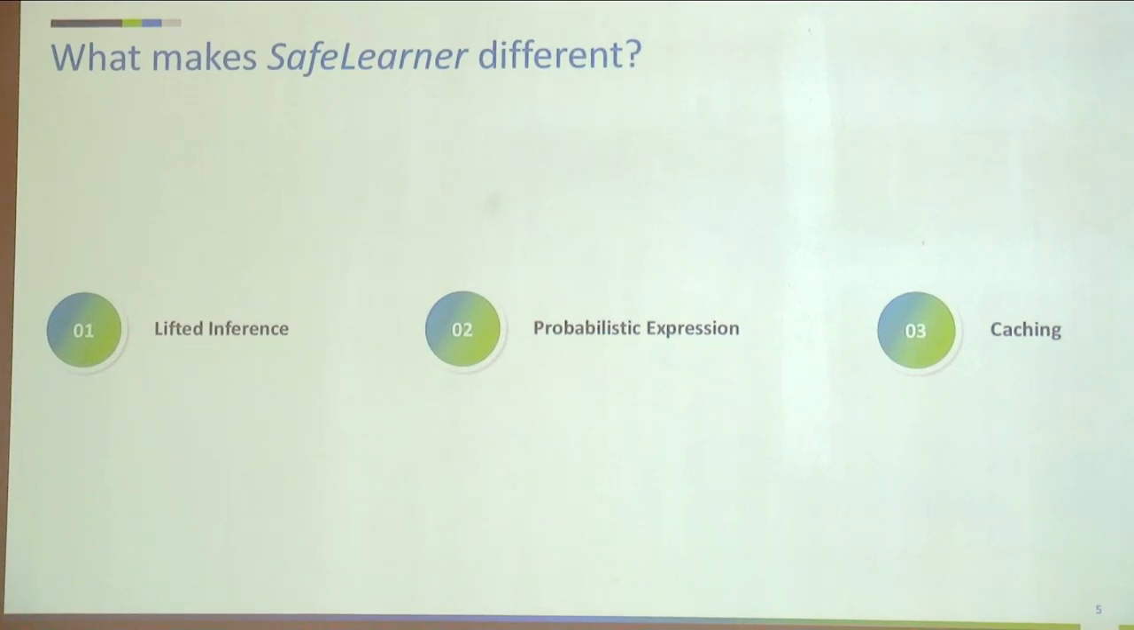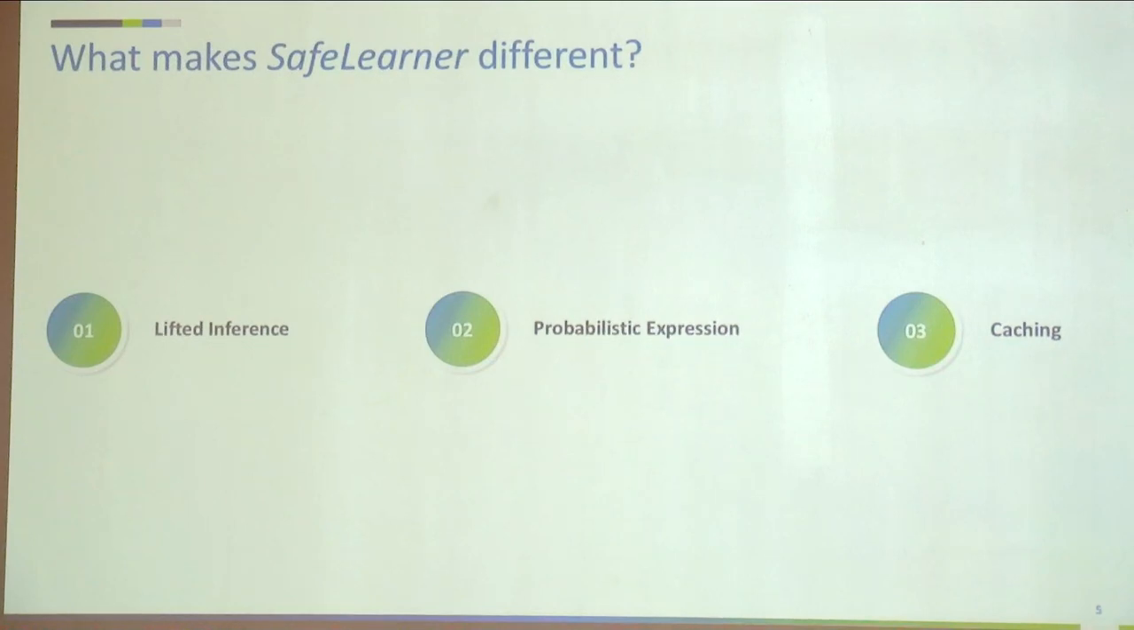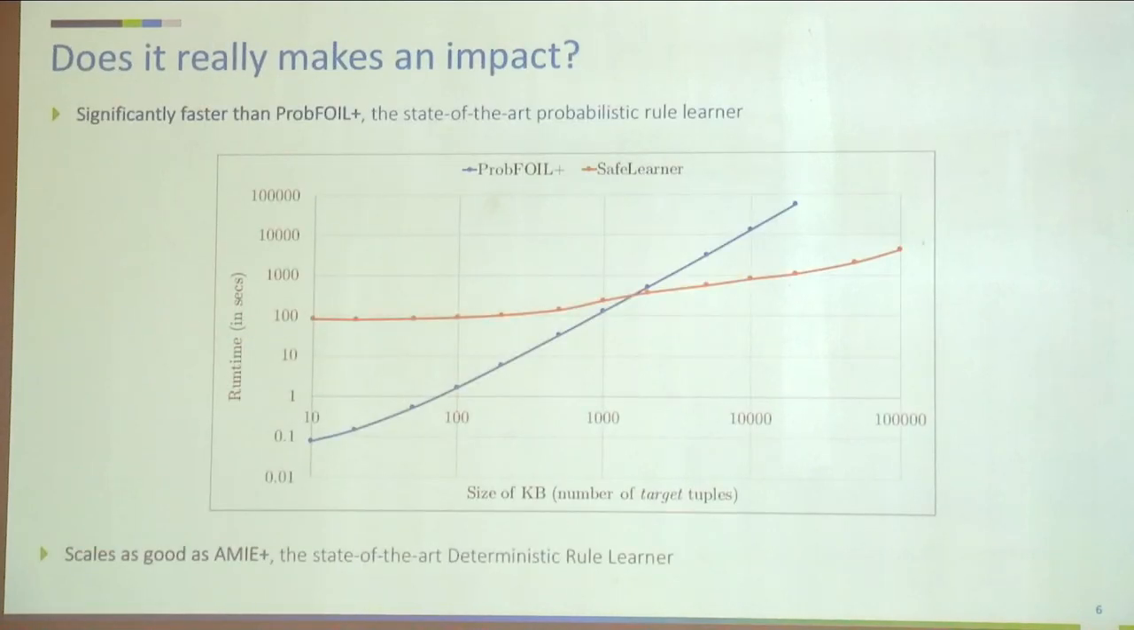With lifted inference, we have the capability to get each query's probability as a function of the probabilities of the individual rules. What I mean by this is that if this is my query, I can get the probability of this query as a function of PH1, PH2, and PH3. This is because I am able to decompose the query into SQL execution tasks. And then we also cache the probabilistic expressions corresponding to different queries, which also gives us a speedup.